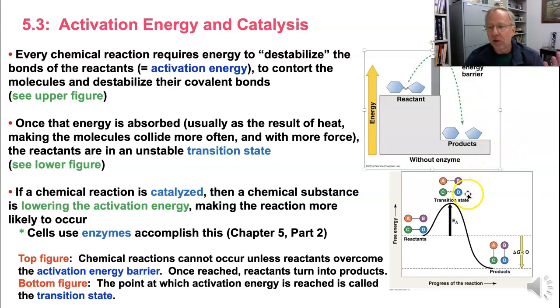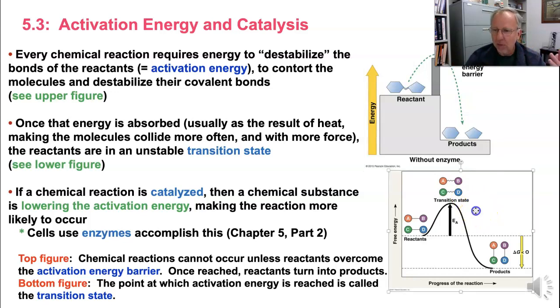Now, if a chemical reaction is catalyzed, that means there's some kind of chemical substance that lowers the activation energy. So it doesn't require as much energy to destabilize the chemical reactants. That makes it more likely that a chemical reaction is going to occur, if you can lower the activation energy and make it easier to get to the transition state. The most common way that living things lower the activation energy is by using enzymes, those kinds of proteins that accelerate or increase chemical reactions.